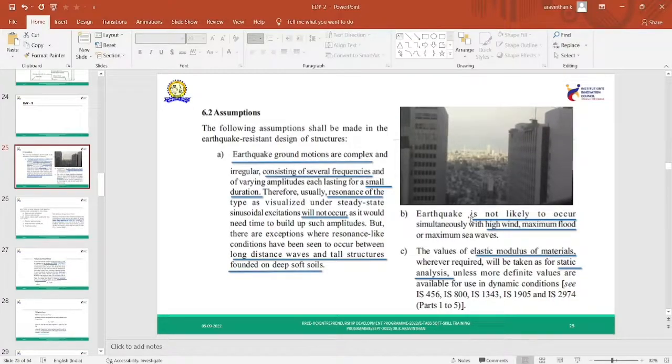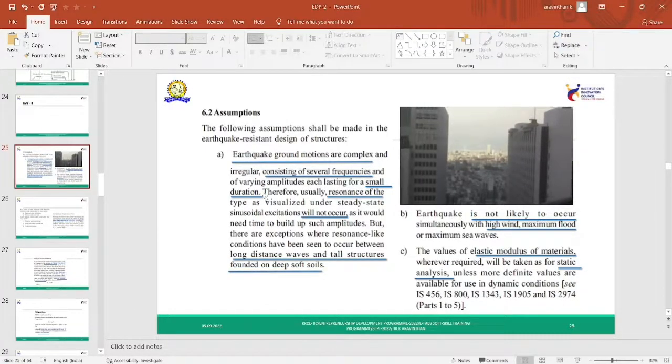They consist of several frequencies. For each and every floor we will have the fundamental natural frequency, and according to the number of floors, you will have a number of mode shapes. The fundamental natural period for each floor we have to find. In analysis, we make each floor into a diaphragm. They consist of several frequencies and they last for a small duration only.